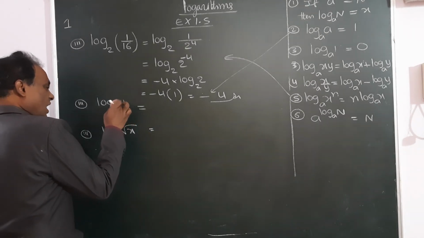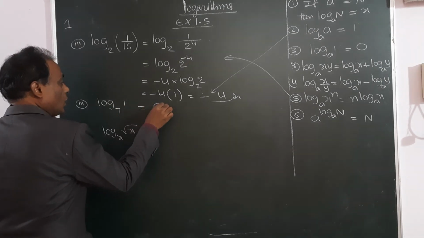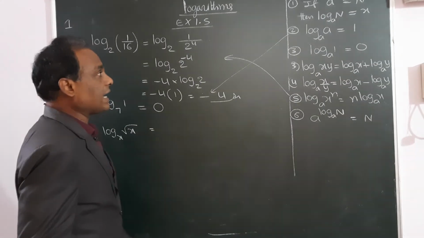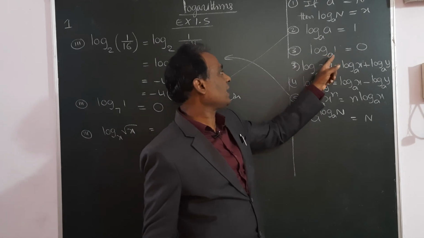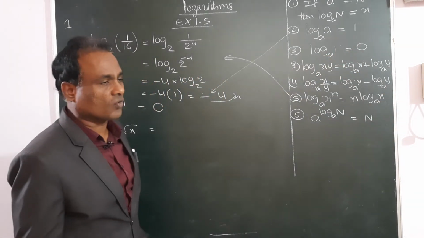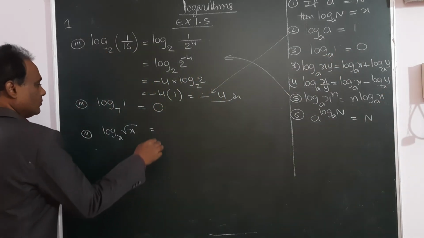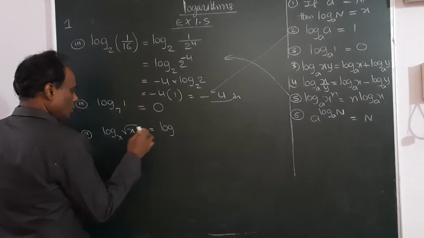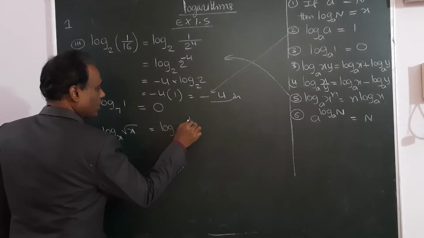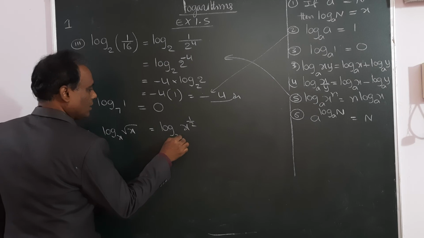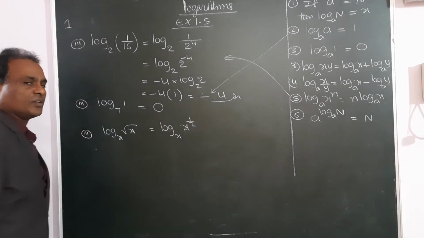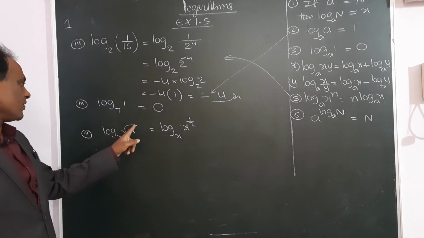Next, log 1 to any base is 0. Log 1 is 0 directly. Log 1 to any base is 0 directly. You can write log 1 is 0. That's all. Next, root x can be written as x to the power of 1 by 2. This you already studied. Root means the power is 1 by 2.